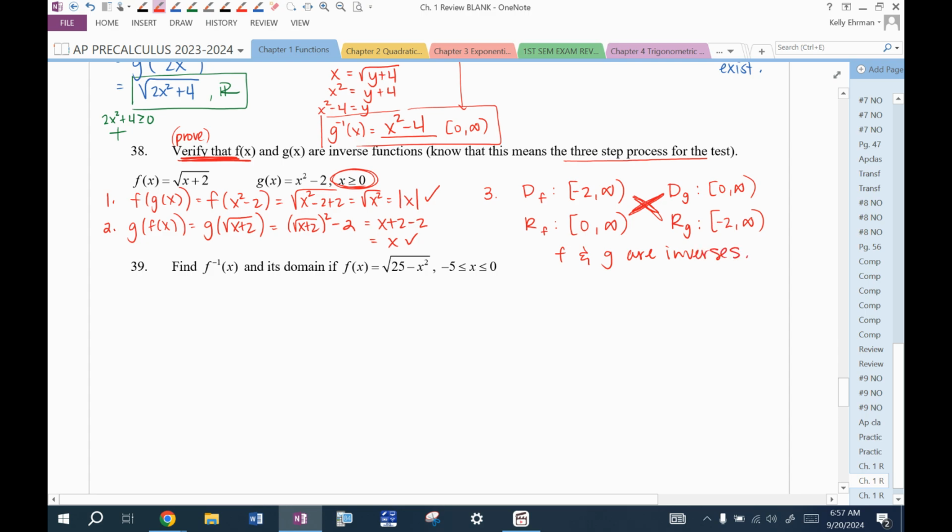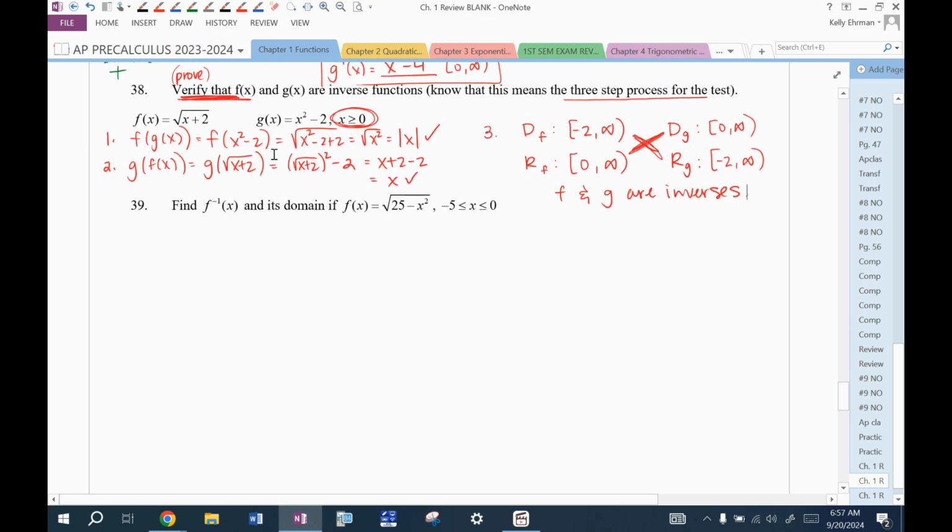Now, you can do these steps in any order, by the way. So a lot of times it's the composition that works and the domain and range that doesn't match up. So you could start there if you want to, but I just always do it in this order.